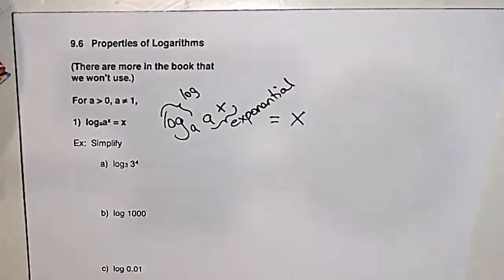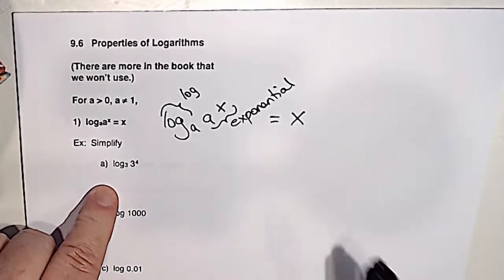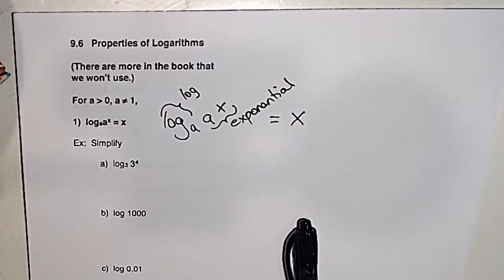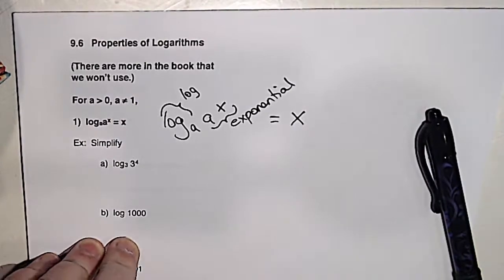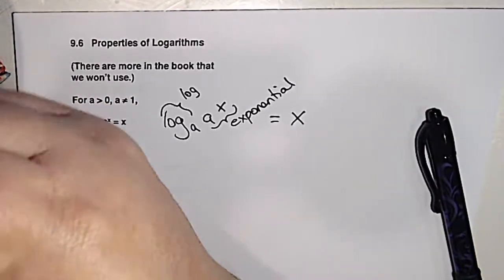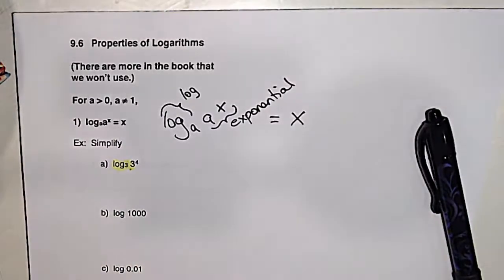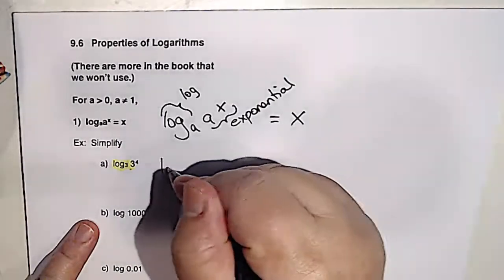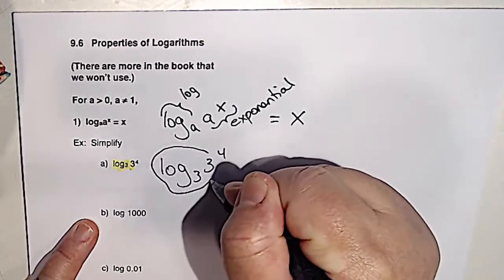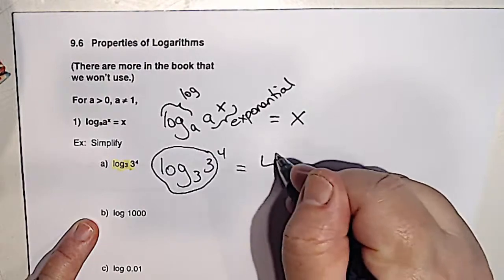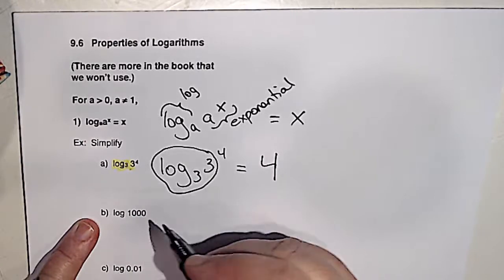Let's start off with log base 3 of 3 to the 4th. Don't even think about it. Don't even consider what 3 to the 4th is. Don't even think of 81. Just go ahead and see that we've got log base 3 of 3 to the 4th, and all of this kind of cancels itself out, and all you get is the 4. Pretty cool, huh?